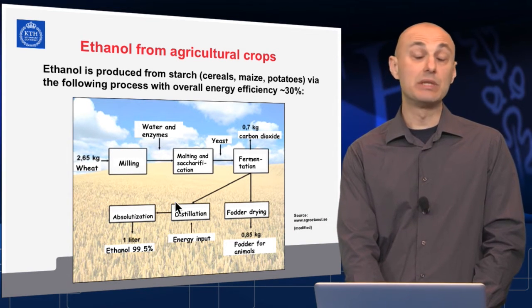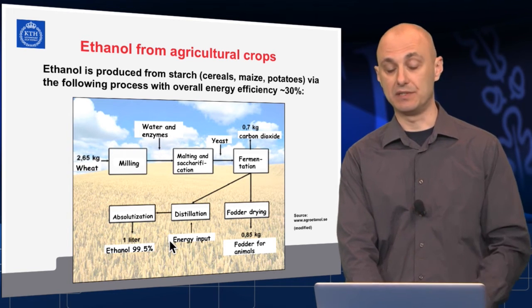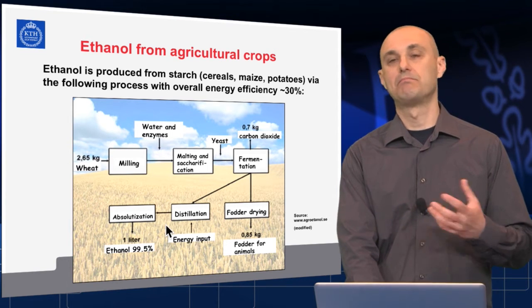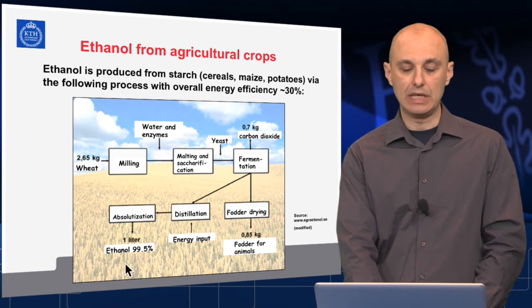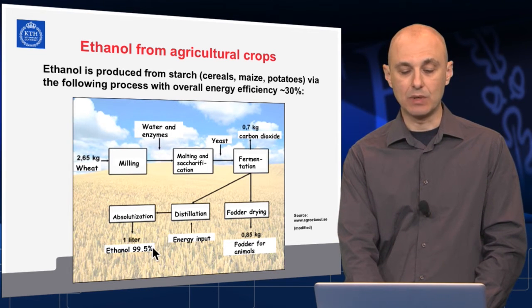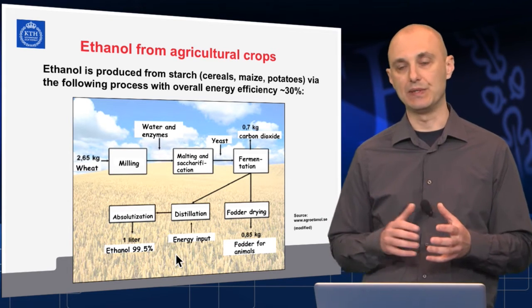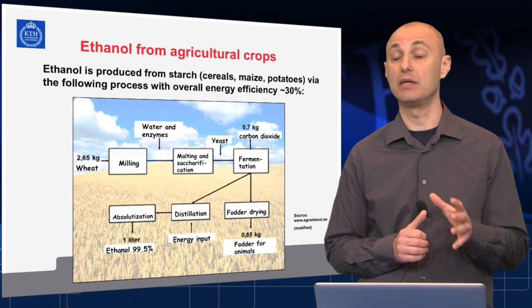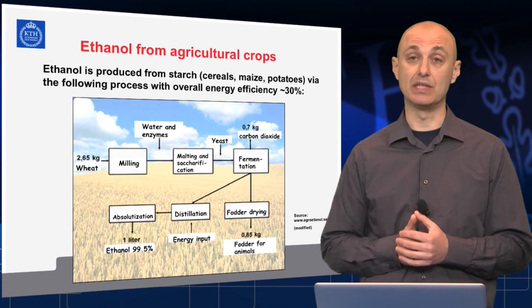The product needs to be distilled. A lot of energy is actually invested here. It needs to be absolutized, which is a seemingly not that complicated process. And in the end, ending up as 1 liter of ethanol, this brings us to an efficiency of approximately 30%. Not that bad, but far from the 100% efficiency, definitely, and definitely not 100% CO2 neutral.